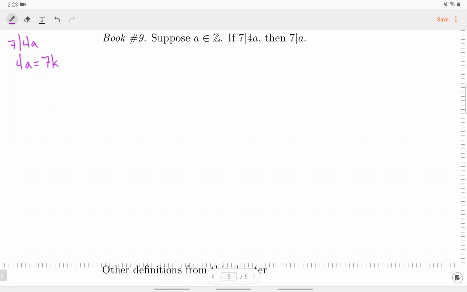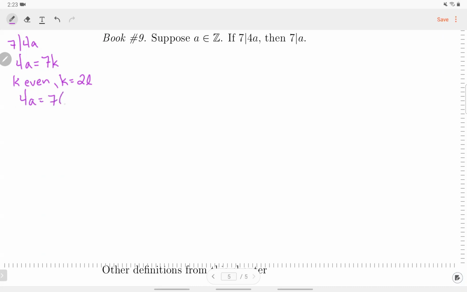That's the proof we just kind of skipped, right? We did the scratch work. But 7 times k is definitely even, right? 4a is definitely even. So that means k can't be odd. k has to be even, because if k is odd, I have even equals odd. That doesn't make sense. So k is even. So that means we can write k as, let's do 2L.